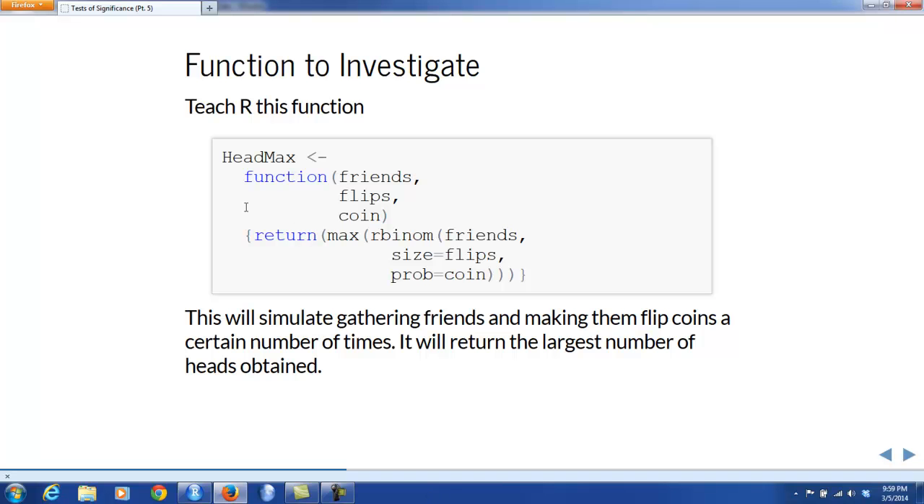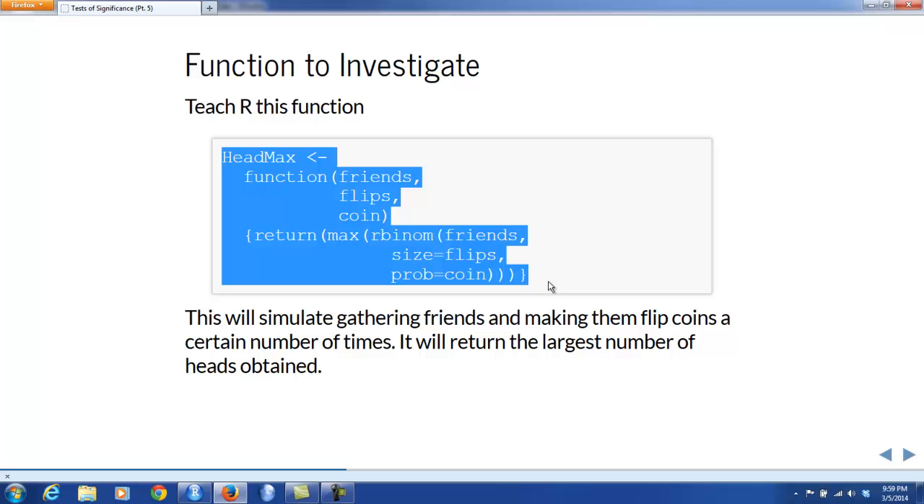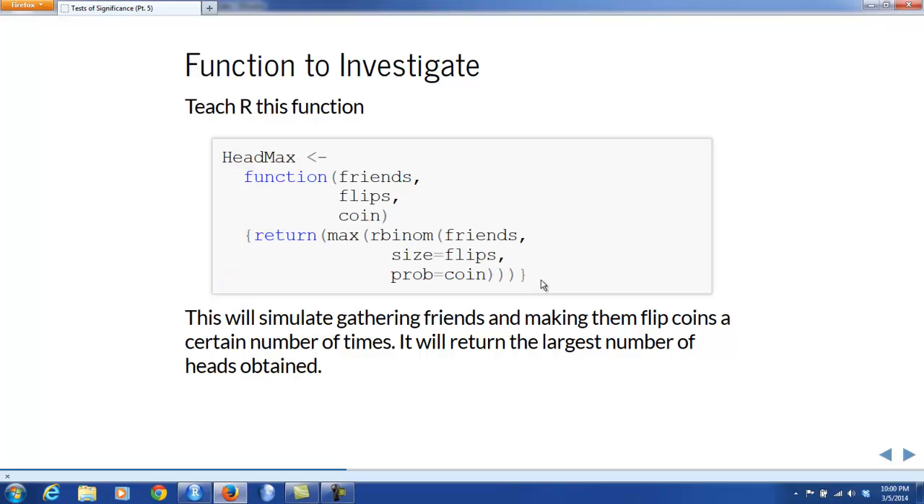First of all, you should copy and paste this code into the console. It's going to teach R a new function called headmax. This function has 3 arguments: friends, flips, and coin. Friends is how many friends you have. Flips is how many times each friend is going to flip the coin. And coin is the chance that the coin lands heads. So if it's a fair coin, that's going to be 0.5. And what this function is going to return is the maximum number of heads that any of your friends gets.